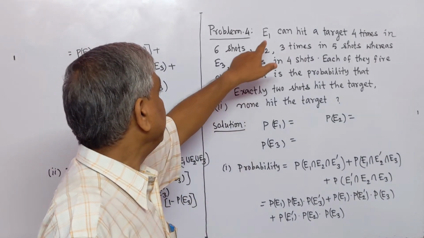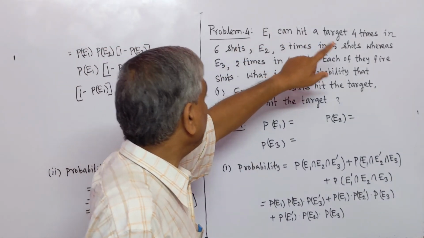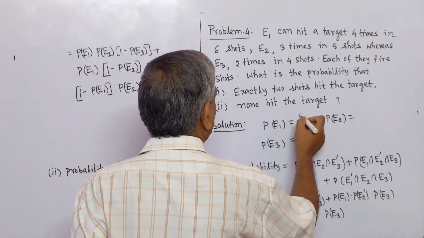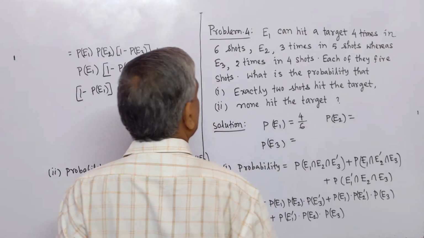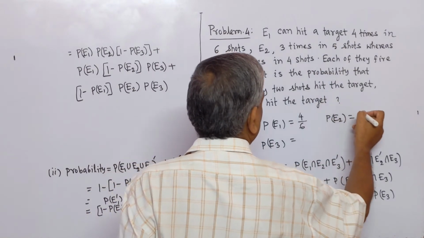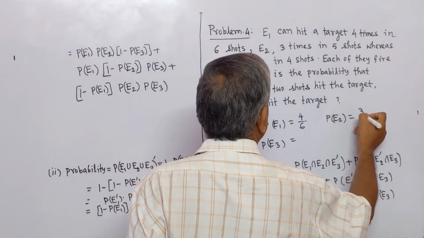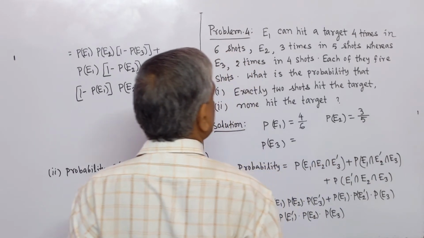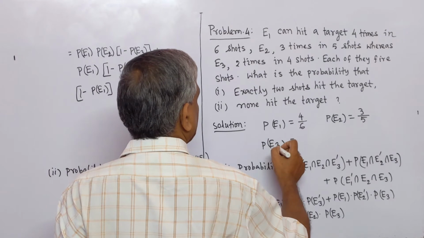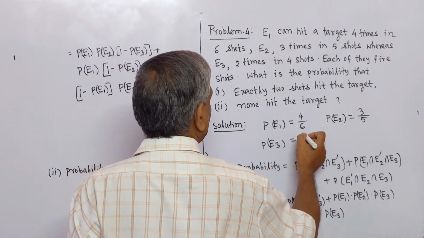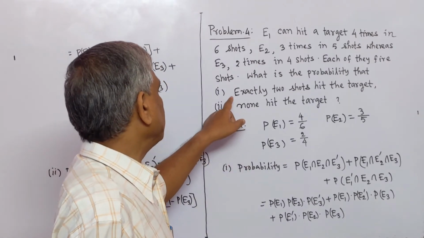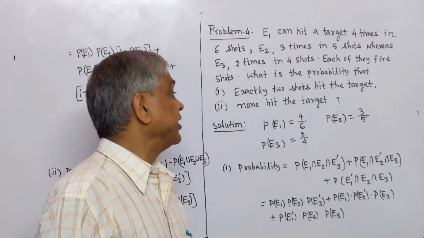Here given that E1 can hit a target 4 times in 6 shots. Therefore probability of E1 equals 4 by 6. E2 3 times in 5 shots, probability of E2 equals 3 by 5. E3 2 times in 4 shots. Therefore probability of E3 equals 2 by 4. Now we solve number 1. Exactly 2 shots hit the target.